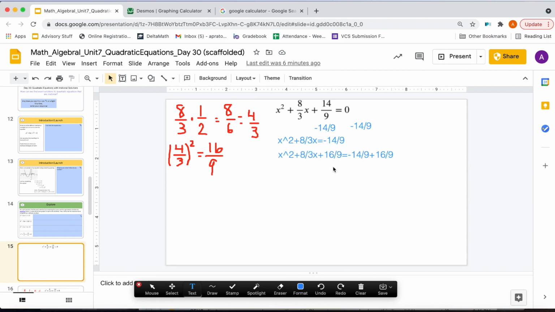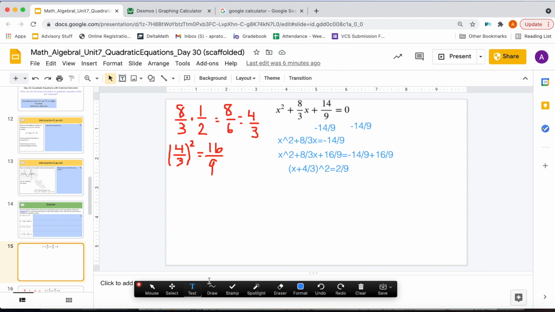Now I'm going to rewrite this as a perfect square. I'm going to actually go ahead and factor it. It's a perfect square trinomial, so I'm going to rewrite it like this. Right, so 4/3 was the value we found over here. Half of 8/3 is 4/3. The square root of 16 is 4. The square root of 9 is 3. So the square root of 16/9 is 4/3. Negative 14/9 plus 16/9 equals 2/9.